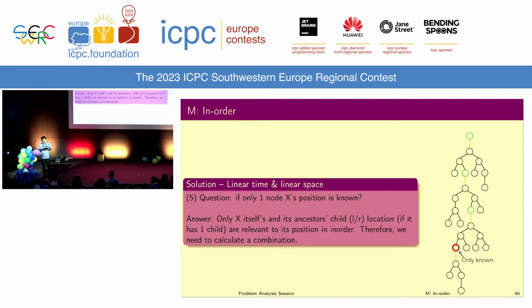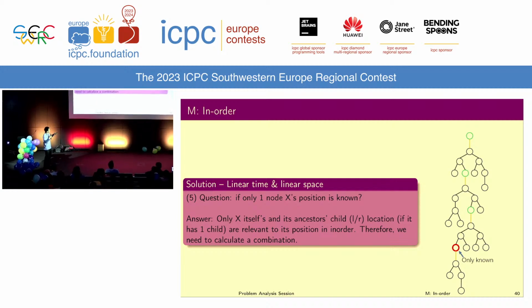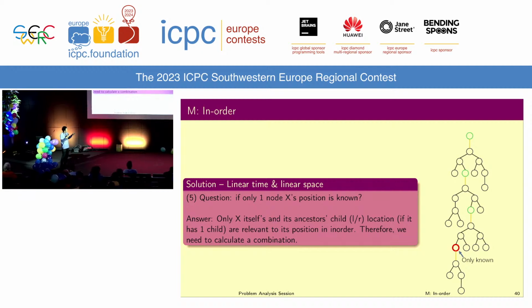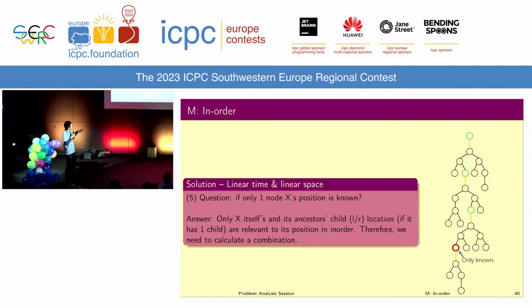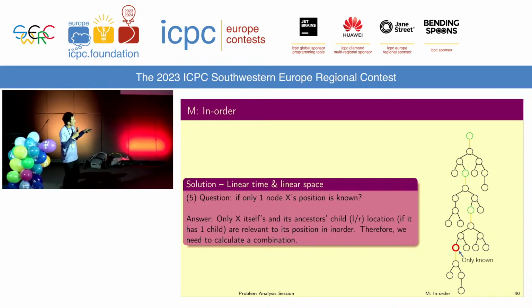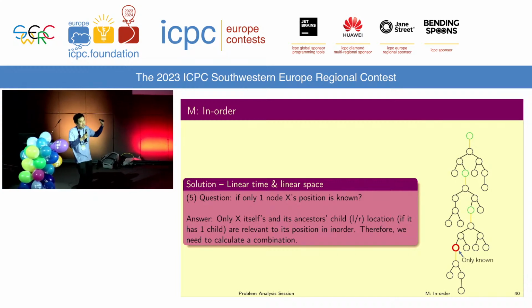The answer is that only x itself and its ancestors' child left or right locations are relevant to its position in order. So only these red lines going to yellow links are left or right, relevant to its in-order position. For example, here, this black one, whether it's left or right doesn't matter.